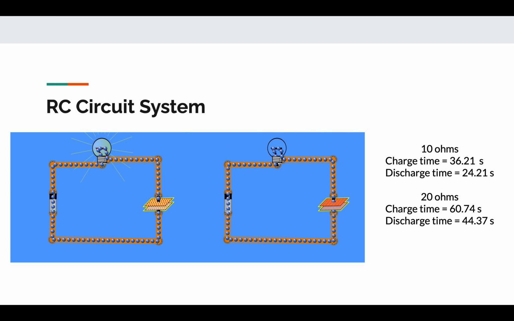And then here we have the RC circuit system, where there is a 9-volt battery, and then a light bulb of differing resistance, and then a capacitor of 0.2 farads. And we calculated the time, so for the light bulb with 10 ohms, the charge time and discharge time are given, and then for a light bulb of 20 ohms, the charge time and discharge time are given as well. And those are the charge and discharge times of the capacitor.